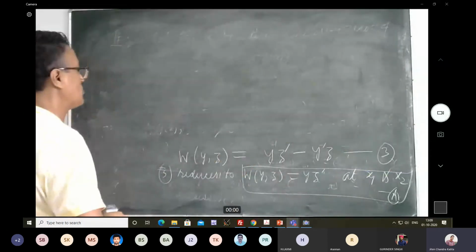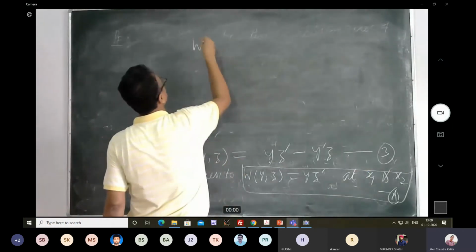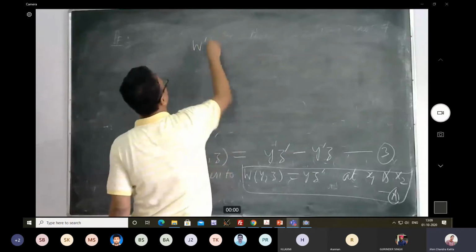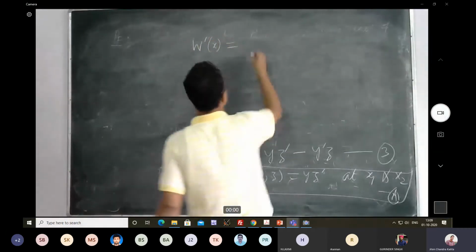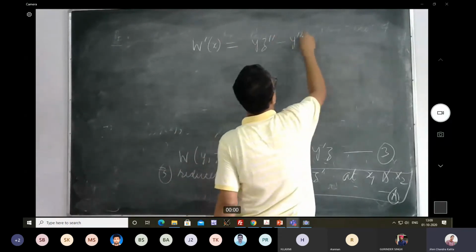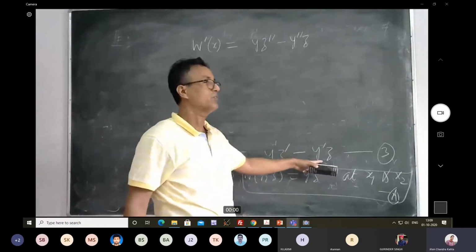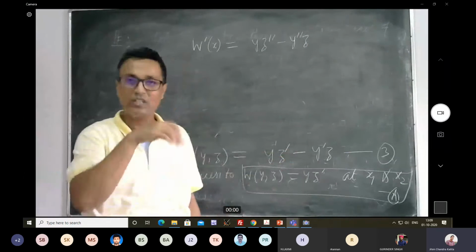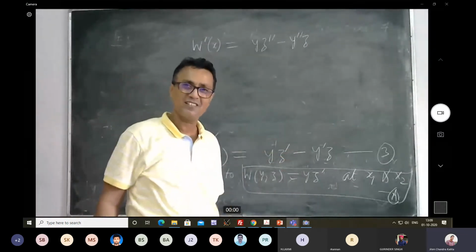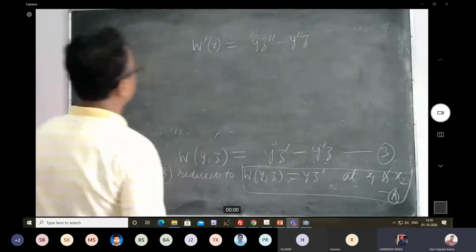Now look at 3. If I find W prime, which is a function of x, this is going to be, as before, y z double prime minus y double prime z. Because you are going to have y prime z prime from here, and from here also, and they are going to cancel out each other.